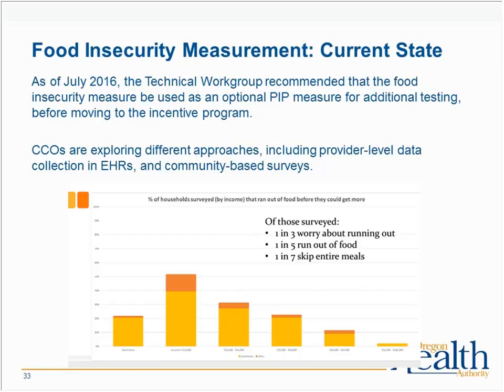Many of them are thinking about ways that they can collect this data locally. We have several health plans that are pursuing essentially a combined social determinants of health screening tool that would include this as well as a number of other social determinants.